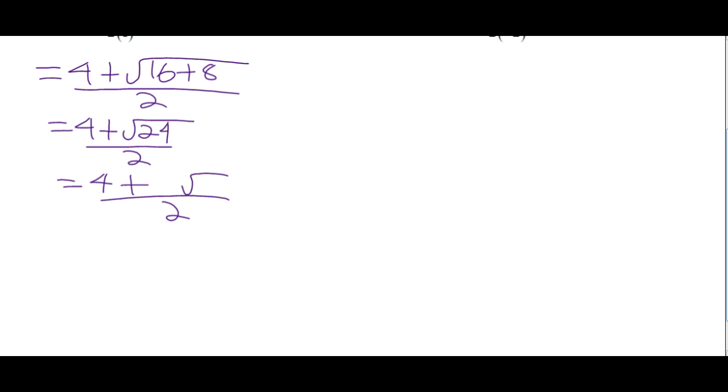2 root 6. Why is it 2 root 6? Yeah, so the largest square that goes into 24 is 4, right? 24 is 4 times 6. So here, we have some scratch paper, or a scratch board, over here. Root 24, 4 times 6. Root 4 root 6. 2 root 6.